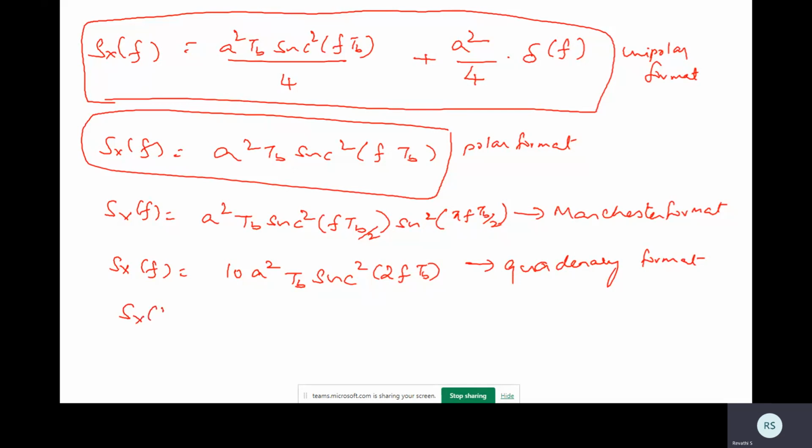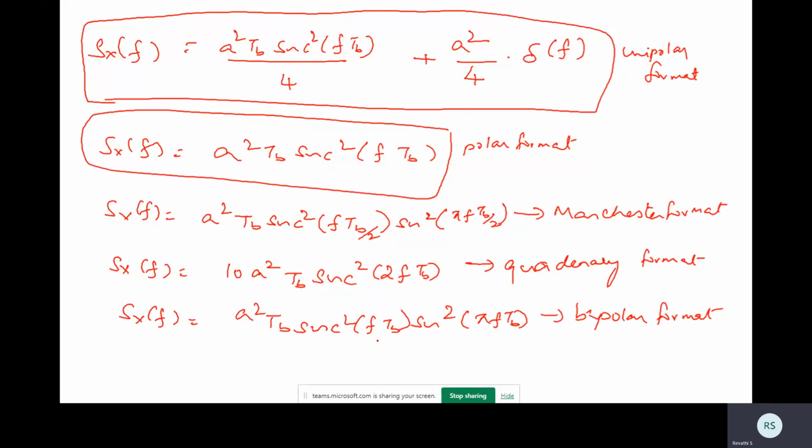And Sx of f equals A squared Tb sinc squared of f Tb sine squared of pi f Tb. This is for bipolar format. Over. So with 5 formatting, we have completed the power spectra and I have summarized here.